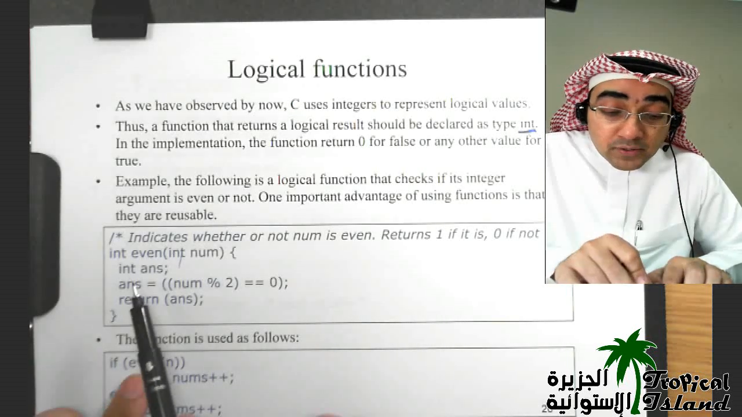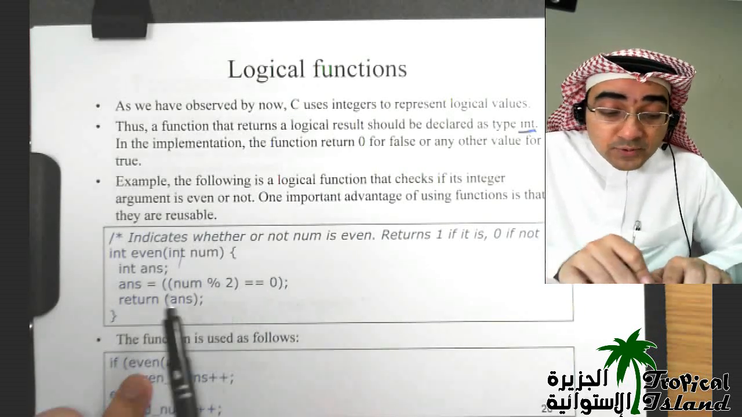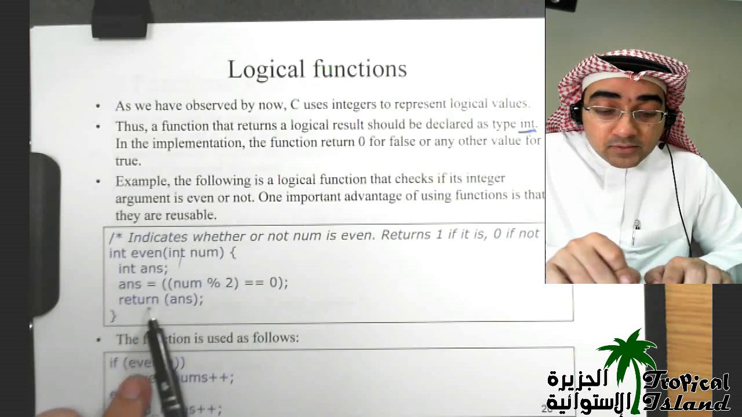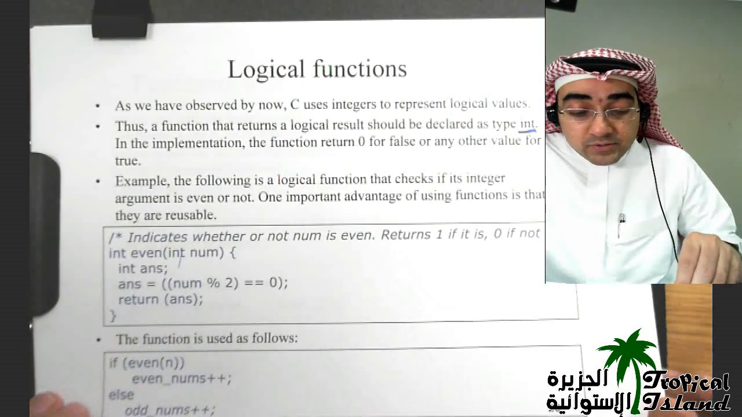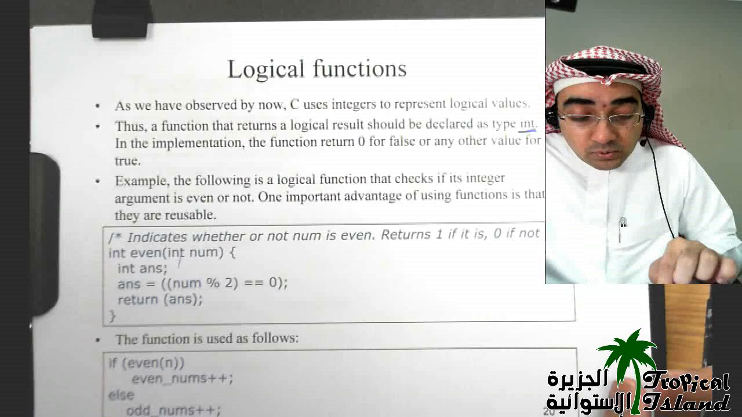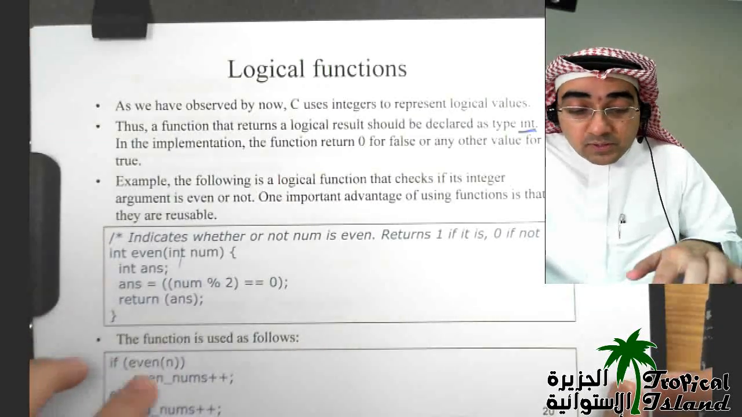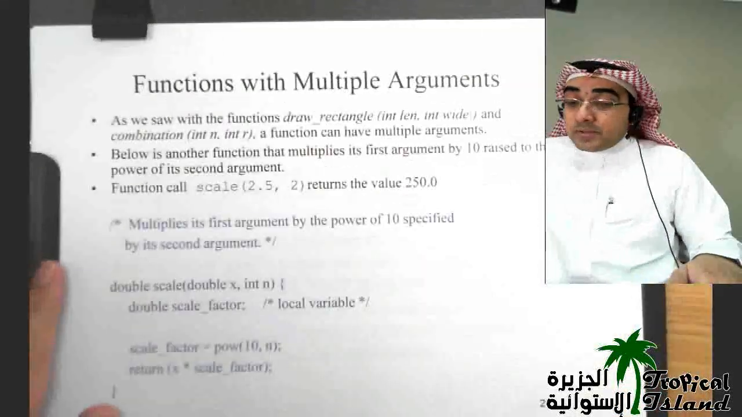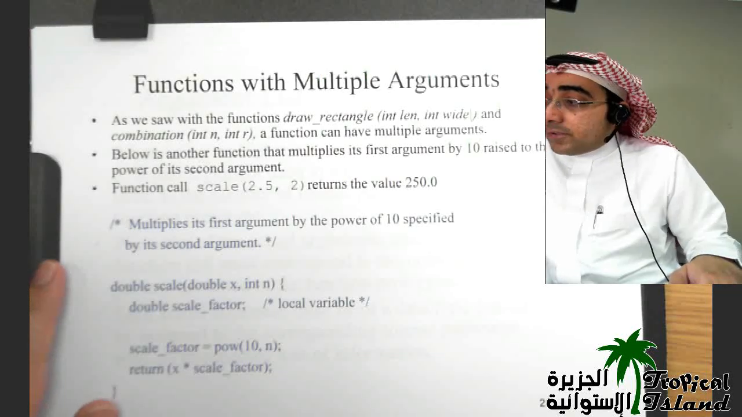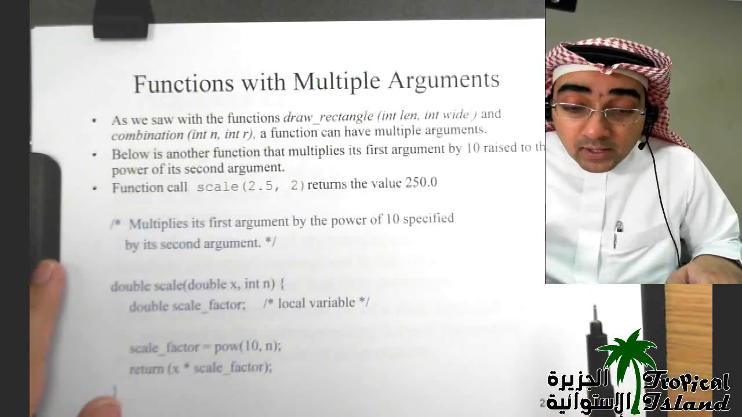If the user entered an odd number, it's going to come over here. This is going to return a false for you, and then you say that the number of odd is not true, so you add 1 to the number of odd numbers, okay, because this will come false. So this is how you have a logical function. A logical function returns either 0 or 1.